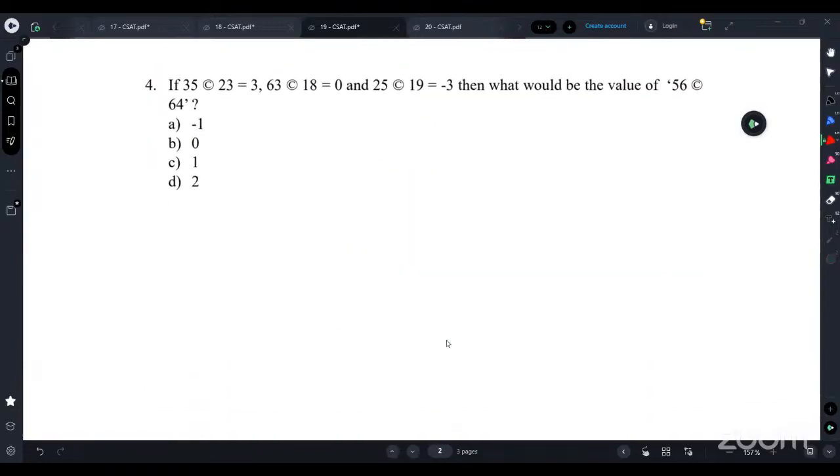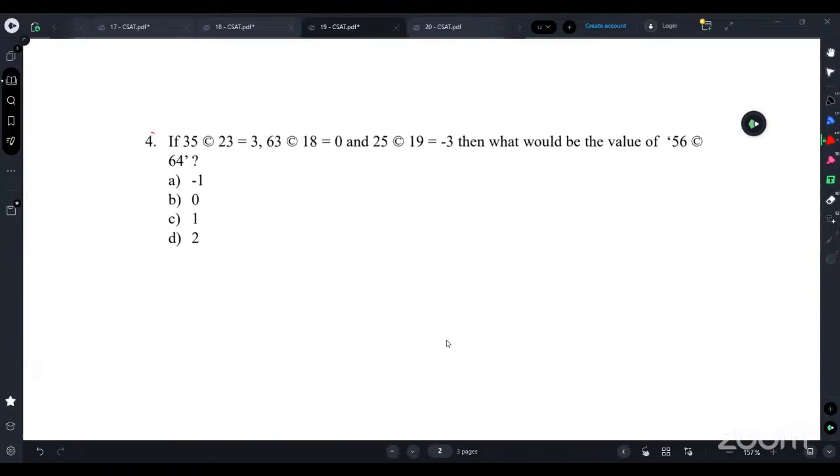Right. See now this fourth question, guys. Fourth question is about finding out the pattern. So 53 minus 23, it is giving me 3. 63 minus 18, it is giving me 0. See now, guys, in this case, what is happening? If I do the addition of digits, 3 plus 5 minus 2 plus 3, right? 2 plus 3 will give me what? 8 minus 5 will be basically 3.